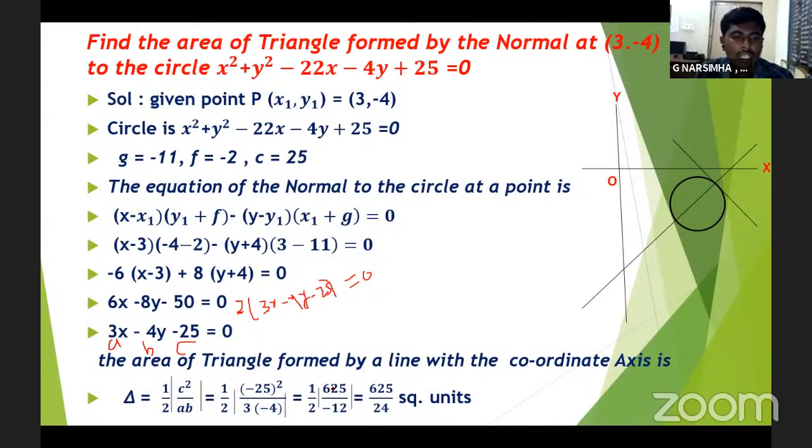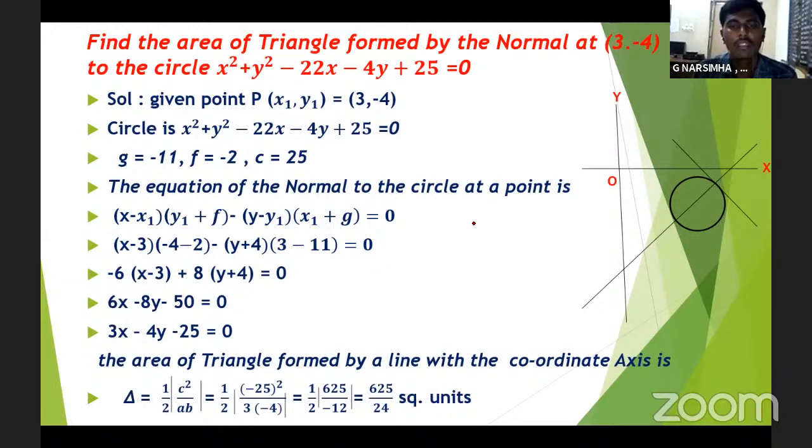Minus 25 whole square, that is 625, by 3 into minus 4, that is minus 12. Here 625 by minus 12. Here the modulus is omitted. Therefore, 12 into 2, that is 24. Therefore, the area of the triangle is 625 by 24. We should represent the area of the triangle using square units. This is the solution to the given data.